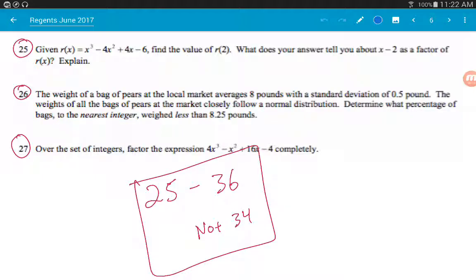Question 25. This is the remainder theorem. Look that up. Remainder theorem. That's what you use for 25.